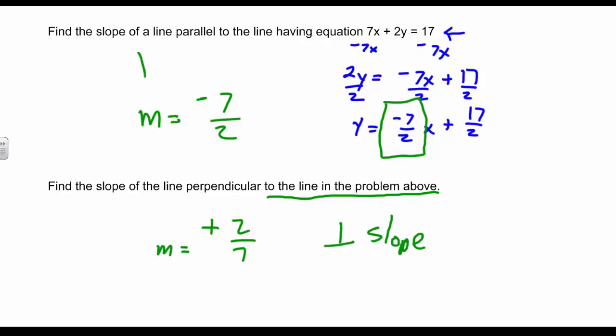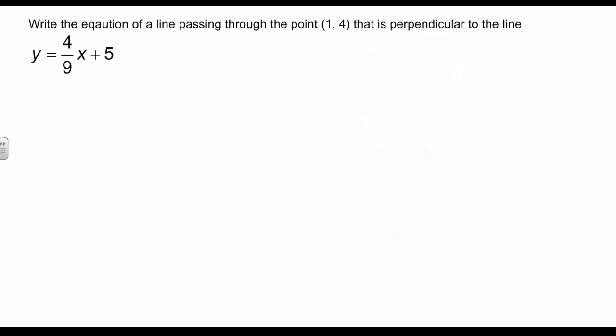Once again, this is the parallel slope. We'll tack on a little more to this next problem. You want to write the equation of a line passing through the given point (1, 4) that's perpendicular to this line. Now, this line is already given to us in slope-intercept form. We know the slope is equal to 4/9.